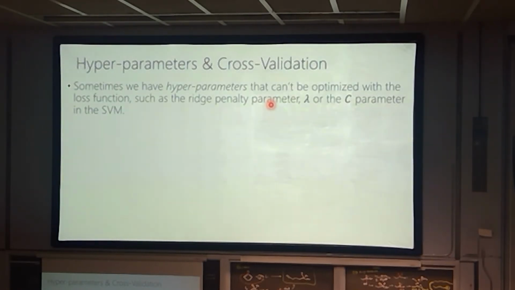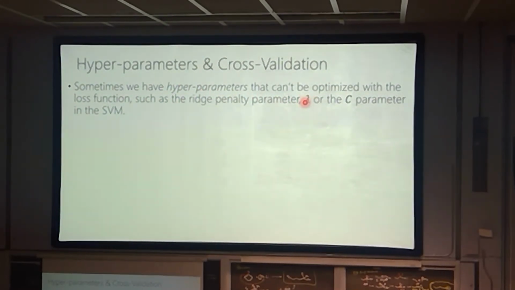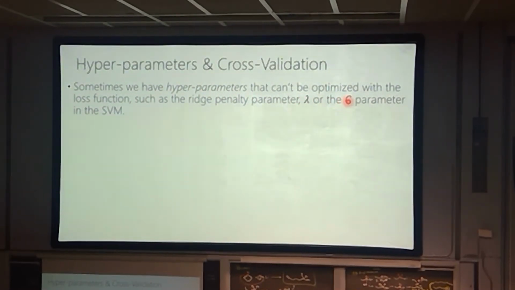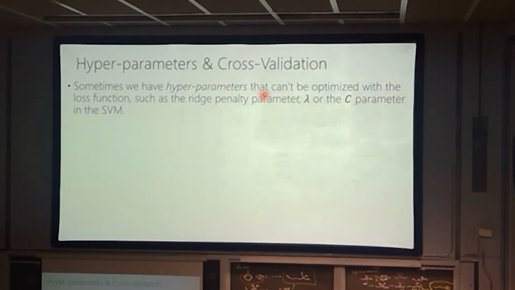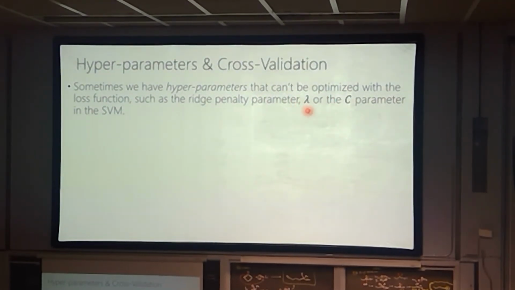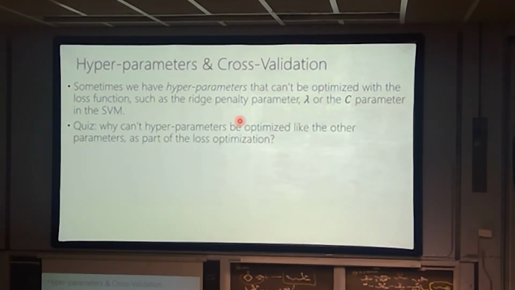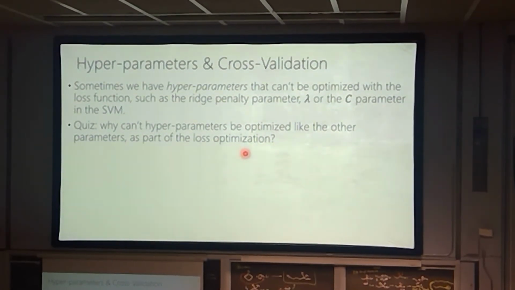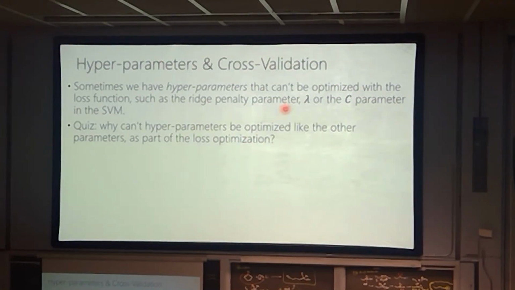Or let me actually say this. Sometimes we have hyperparameters, and what I mean by that is like the ridge regression parameter or the C parameter in the SVM. We always say, let's fit these with cross-validation, right? And they can't be optimized with the loss function. I don't know if you stop to think about it, but who can explain to me why these hyperparameters are hyperparameters? Why aren't they just regular parameters that we learn as part of the loss?